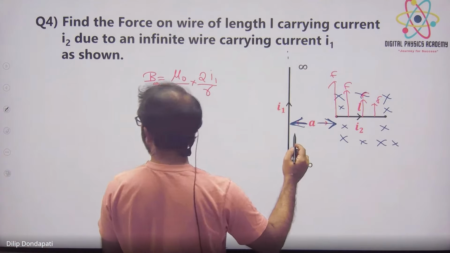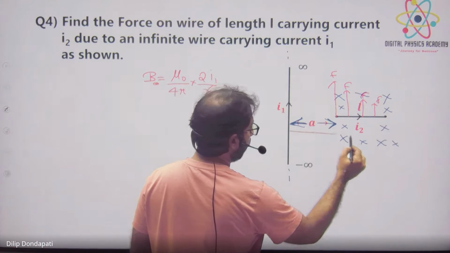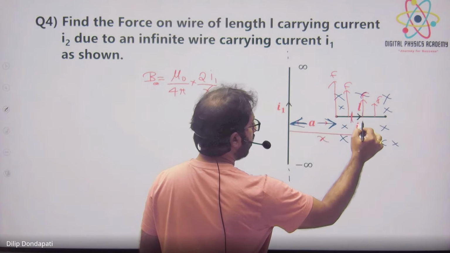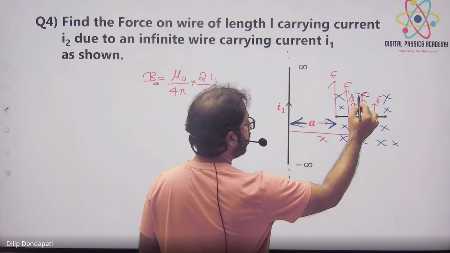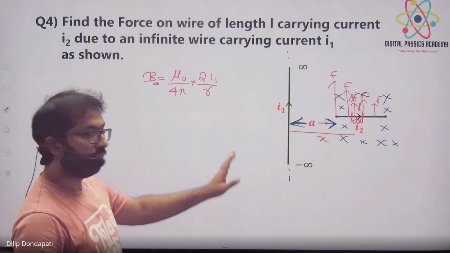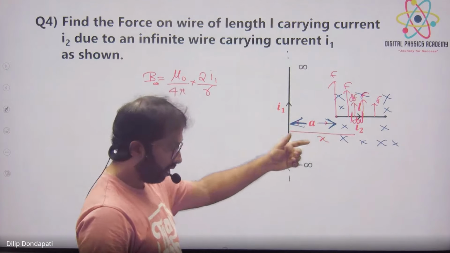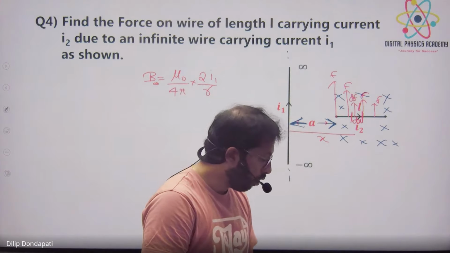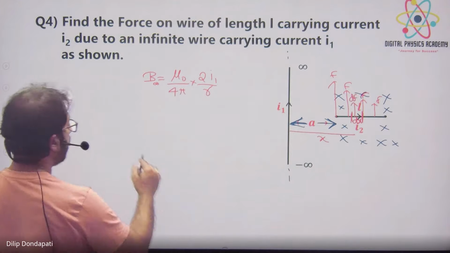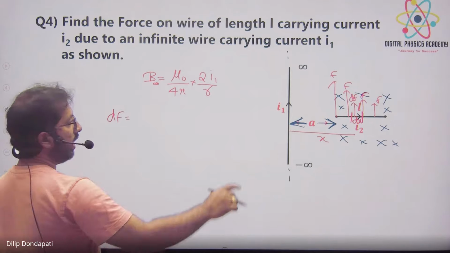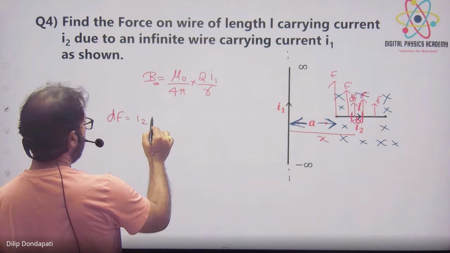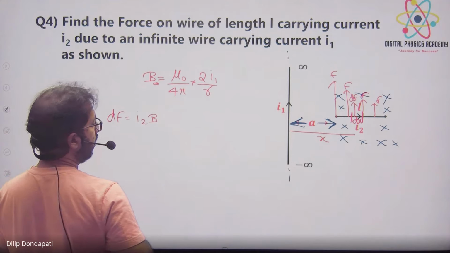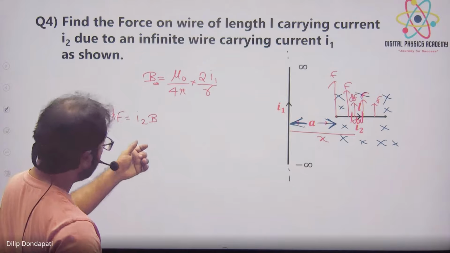So what will I do? At a distance x from here, I cut a small element dx. The force on it is a small force dF. Okay, always go this way, then we put the limits and we get the answer. Now tell me, what is the force acting on that small element, the small dF force? It is I into dl. I is what? I2, right? I2 into B, where B is the field, and dl. What is the length?